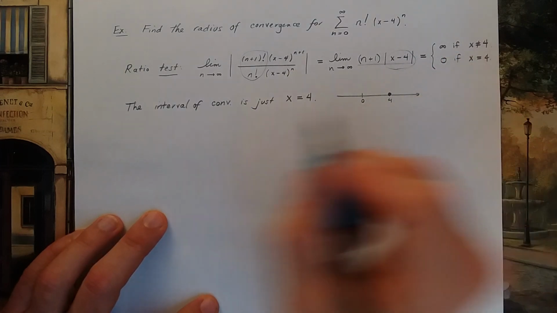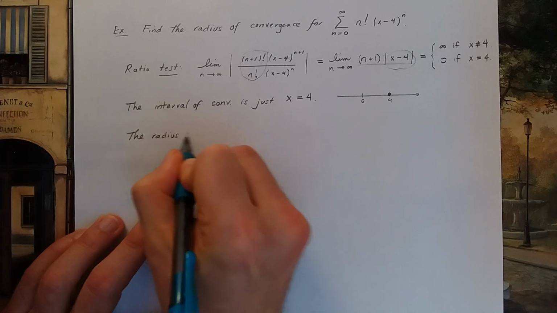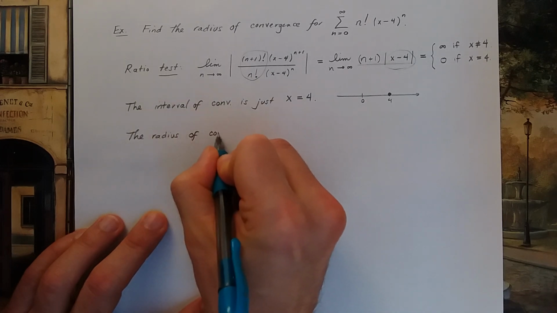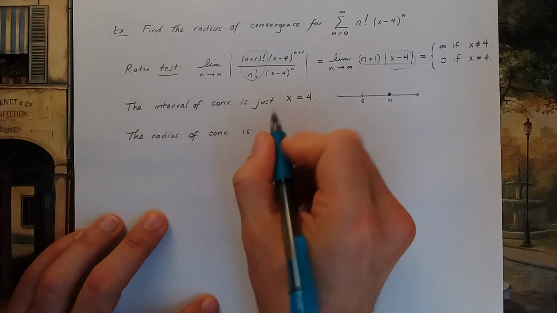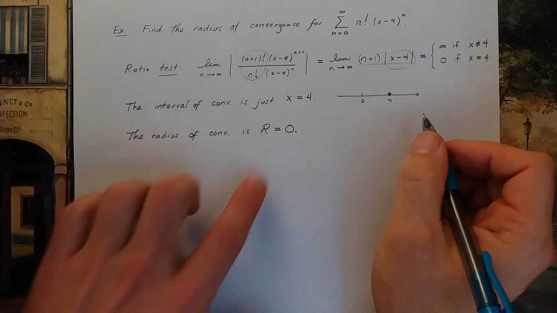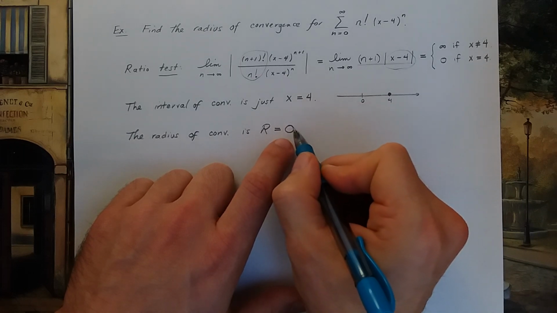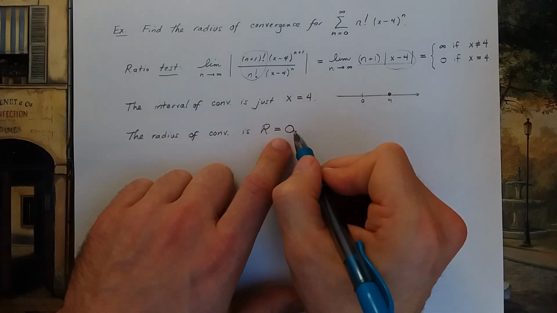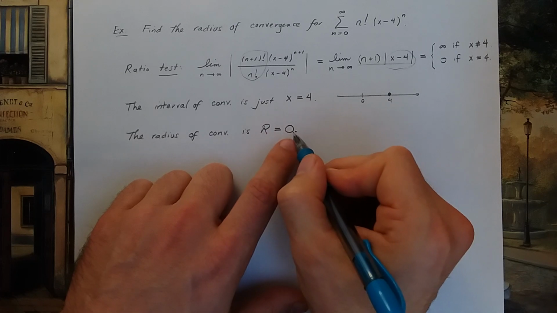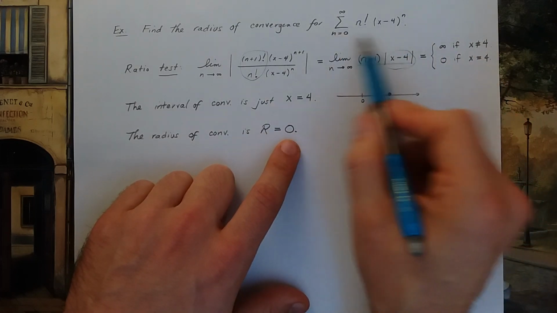It's just one number. So in this case, the radius of convergence is r equals 0. Only the center gives a convergent series. So when the radius of convergence is 0, that means only the center will work as a convergent series.